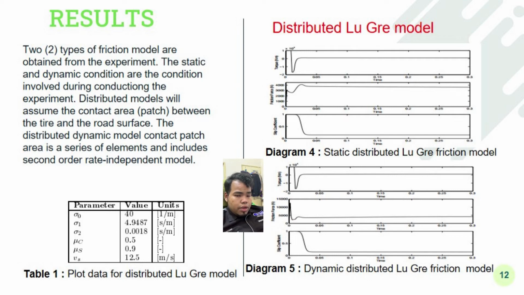And then for the dynamic part, the torque is stable at 0 Newton meter, and then the friction force is stable at about 4000 Newton, and then the slip coefficient is also stable at about 0.2. So that's all for the dynamic tire friction models for vehicle control system of my part, and then we move on to another part of our group members.